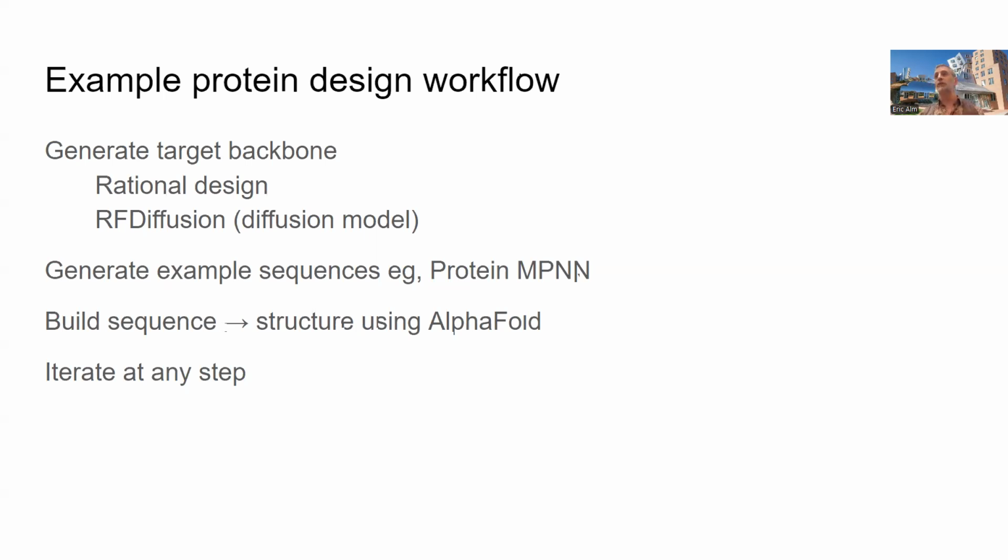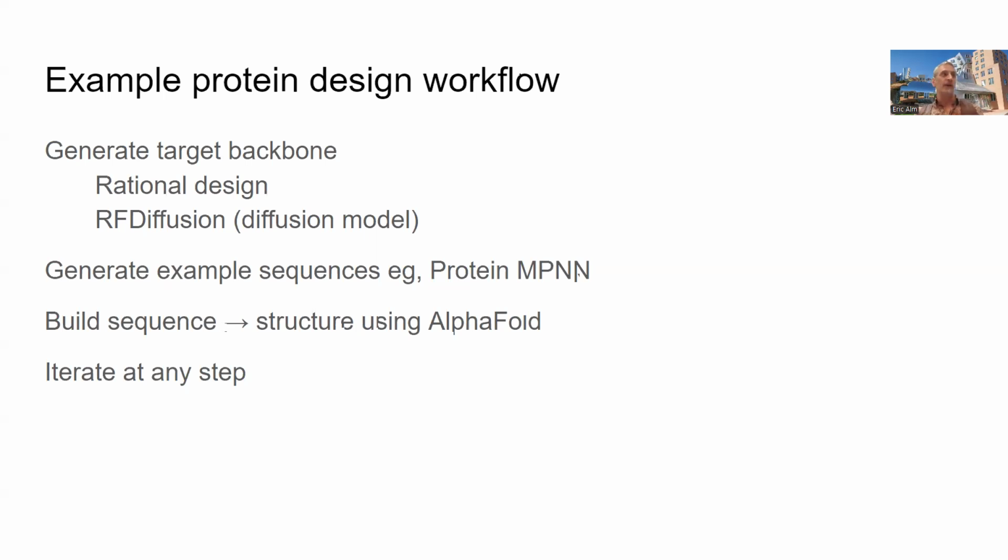Well, we start by generating a backbone. So we have to figure out, what is the shape of the protein that we want, and that's most likely going to be informed by the function that we want it to have. And so that could be a rational design, or we can come up with a concept and then use a program called RF diffusion to generate examples of protein structures.